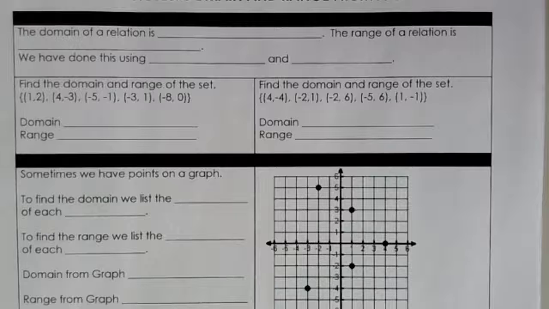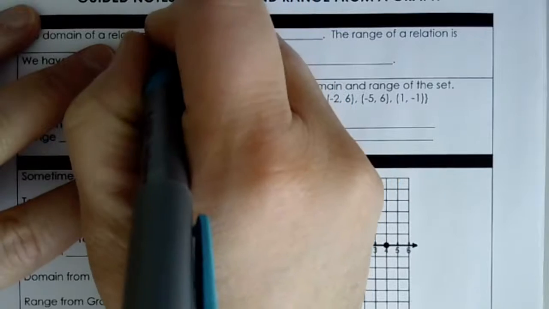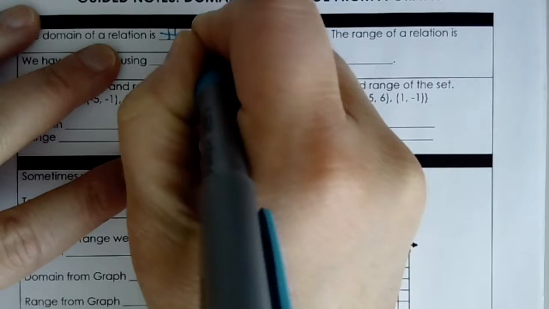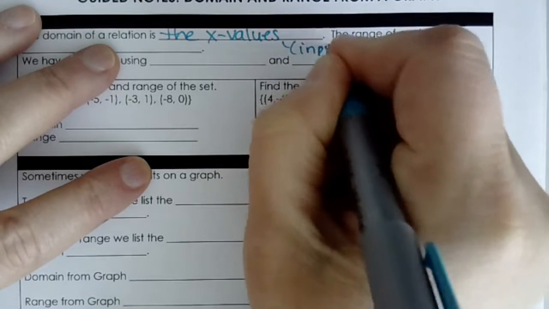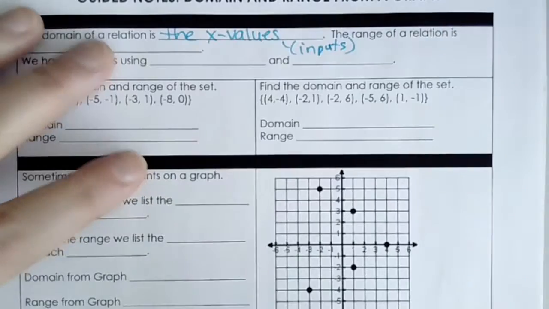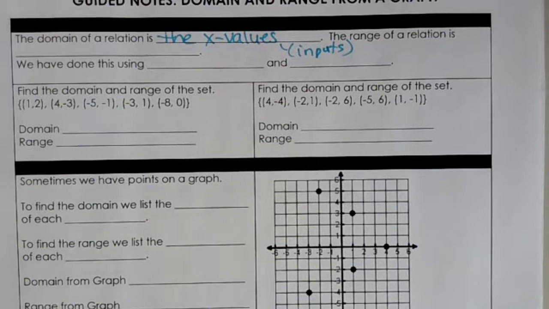Domain and range, we're going to use them in several different ways. We're going to talk about them as x and y values. We're going to talk about them as they pertain to a graph. So the domain of a relation is the set of x values. So it is the x values, or as we learned earlier, the input. Okay, the inputs. It is the set of x values or the inputs.